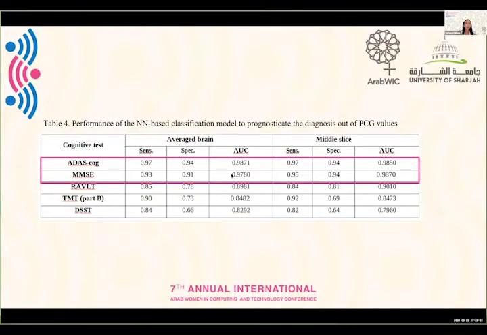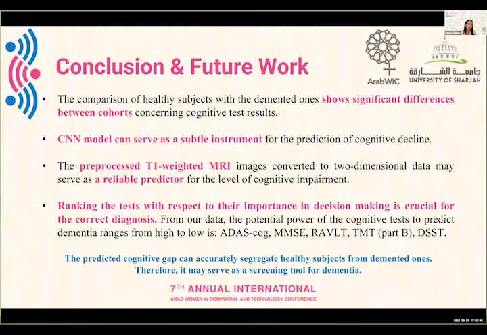Looking at the high results in terms of sensitivity and specificity, we can conclude that the proposed predicted cognitive gap may serve as a tool to help in screening for dementia, because it very accurately segregates the healthy subjects from demented ones. Thank you. I guess I'm out of my time.